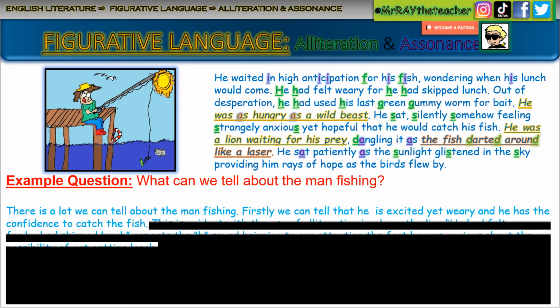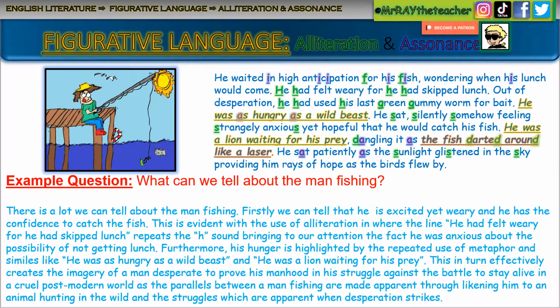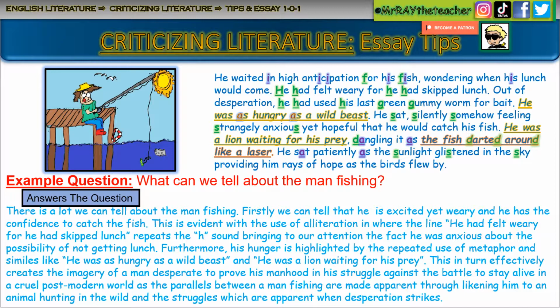So here we go. Just looking at the answer, see how I've opened it up here. Easy to understand. Let's break it down. So it answers the question. There's a lot we can tell about the man fishing. Firstly, you can tell that he's excited yet weary, and he has the confidence to catch a fish.